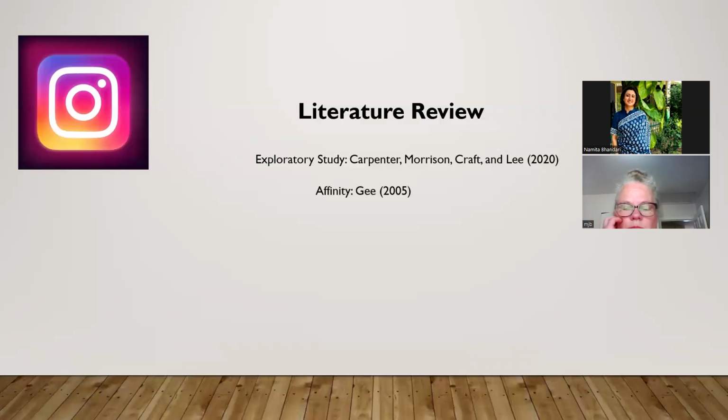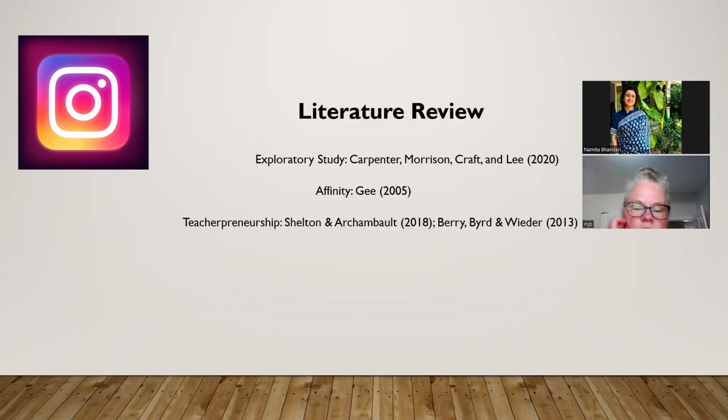Then there is another study which I referred to by Gee. It was conducted in 2005, and it basically highlighted two principal concepts on which Instagram's success is based. One is affinity, and another is teacherpreneurship. If we talk about affinity, these are the spaces, online or offline, where people convene due to a shared interest or endeavor. This common interest or endeavor supersedes distinctions such as age and gender that might shape users' interaction in other spaces.